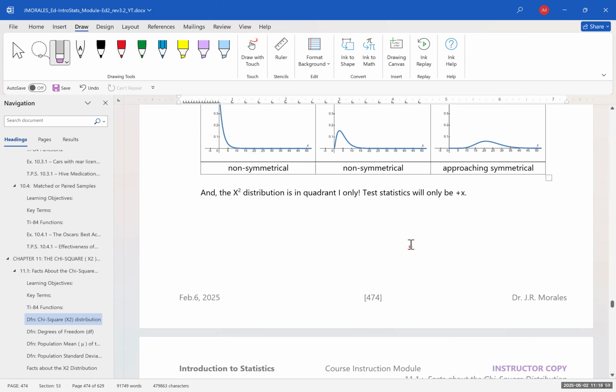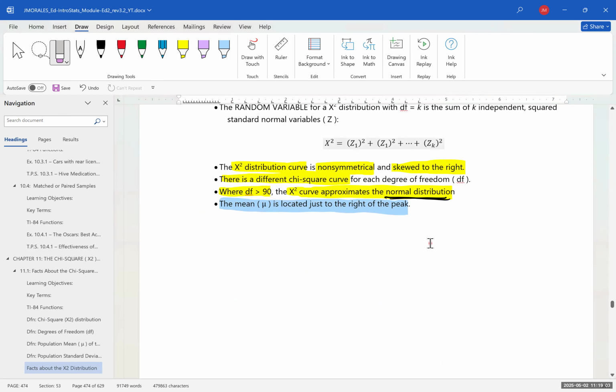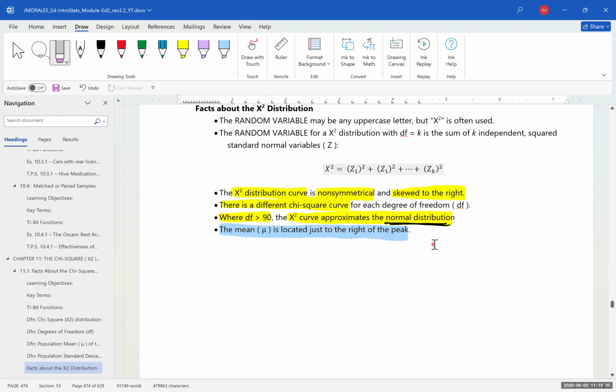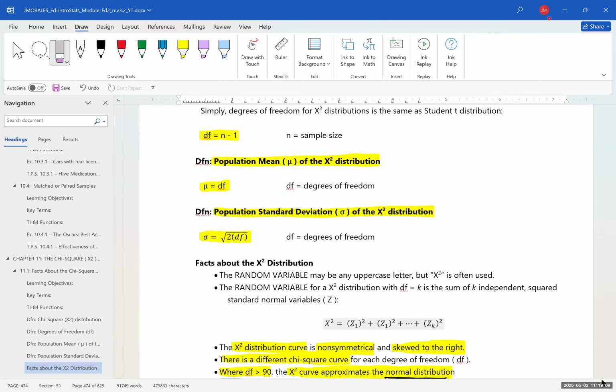Okay. So, I mean, that's just our short and sweet introduction to the chi-squared distribution. We'll be doing something with it here next. Let me know if you have any questions.